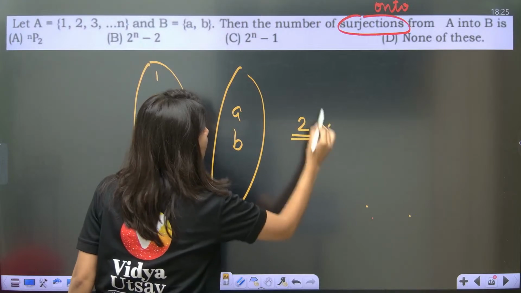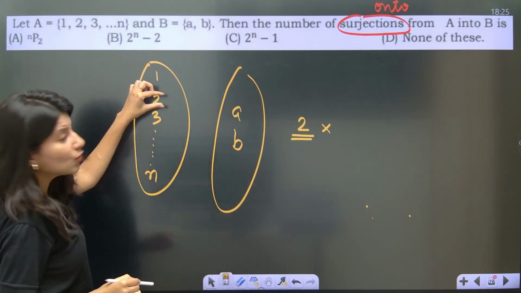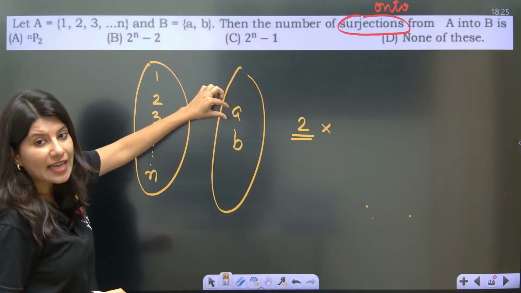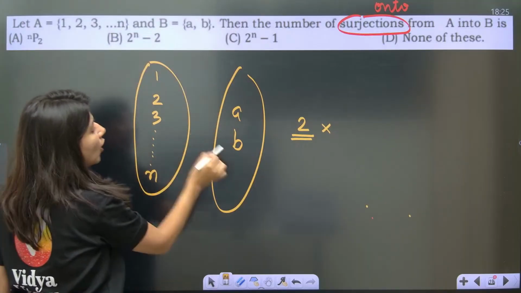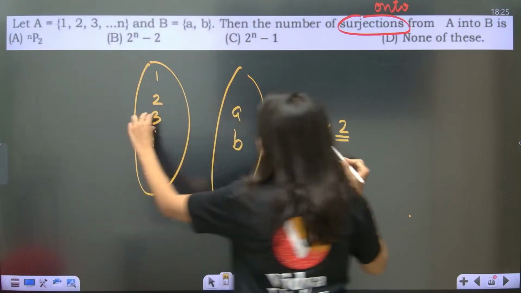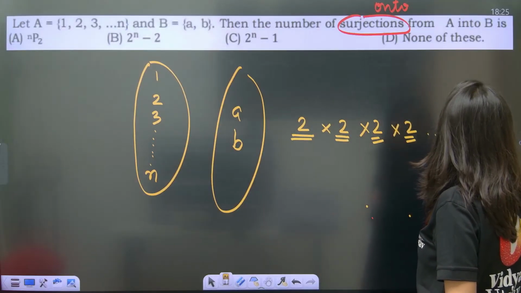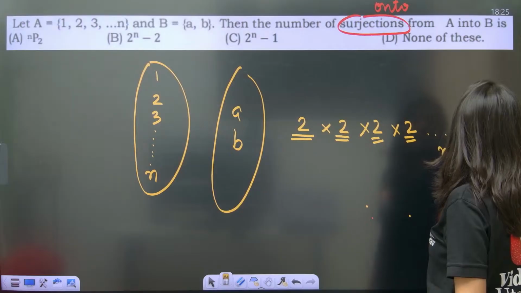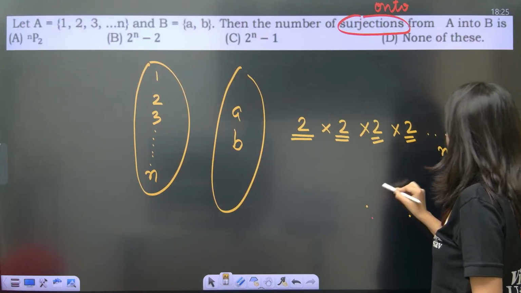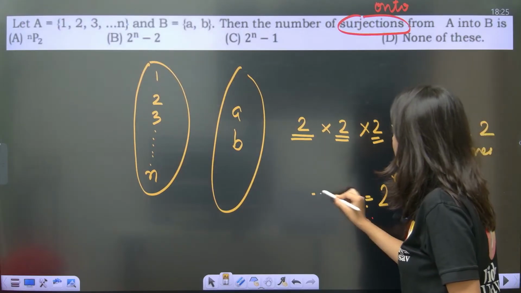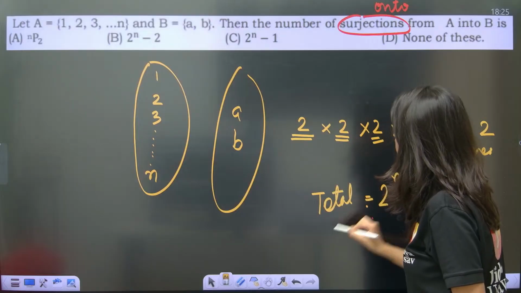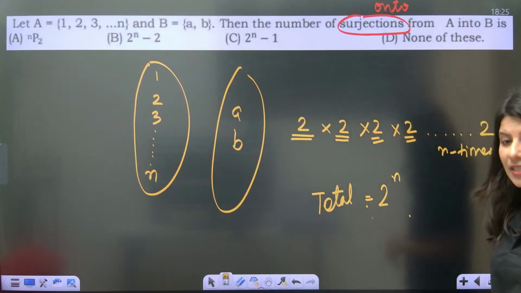Multiply. What about this 2? Again, this 2 is having 2 options. Either map to A or map to B. So 2 options. 3 is also having 2 options. 4 is also having 2 options. And all the way up to n, so this is n times. So total number of functions will be what? Total possible functions will be 2 raised to power n.